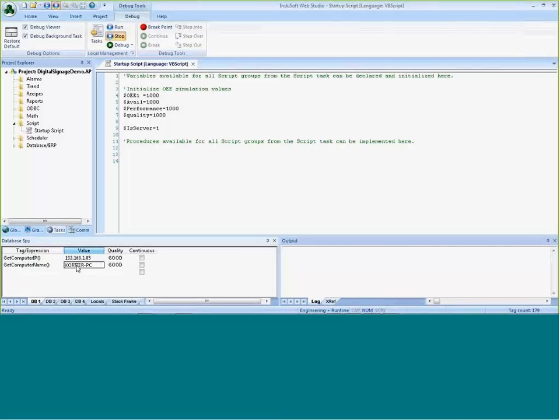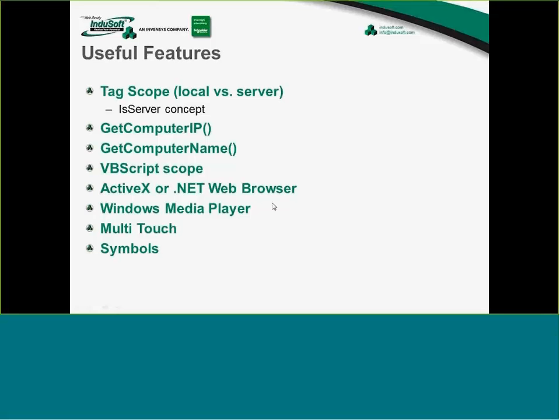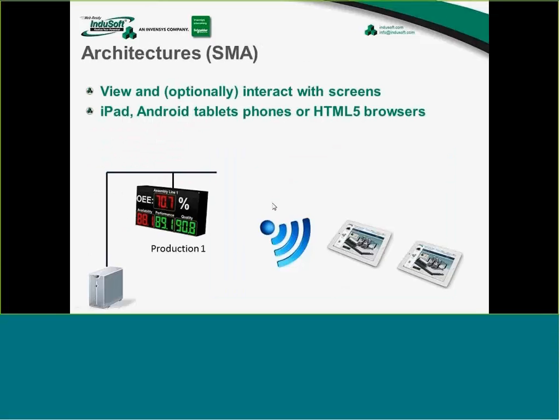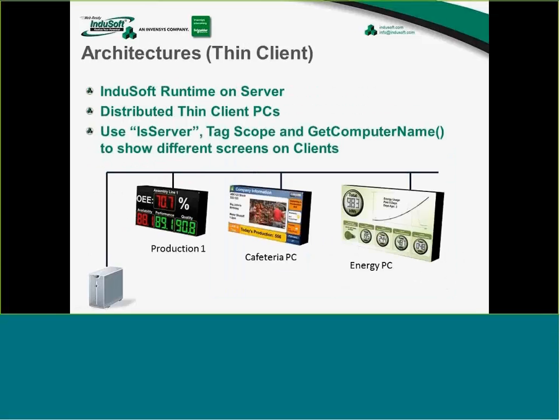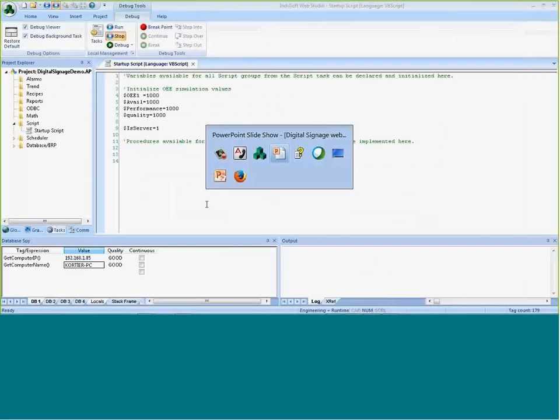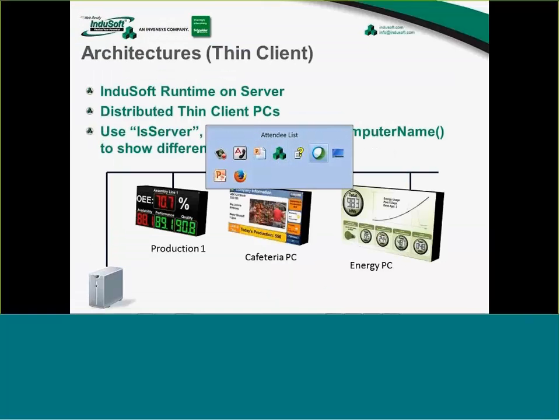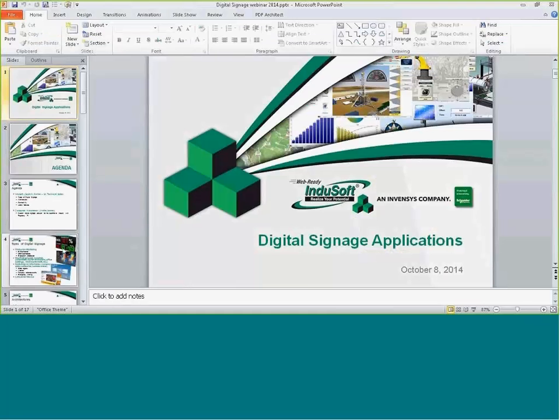Which client am I? If I go back to that other diagram here, and sorry, I should have put these on consecutive slides, but maybe this PC is named Production 1, Cafeteria PC, and Energy PC. I can determine, am I a client, and am I the Production 1 PC, then go do this. If I'm a client and I'm the cafeteria PC, maybe I want to look at this other information. So those are some different ways that you can utilize those techniques.